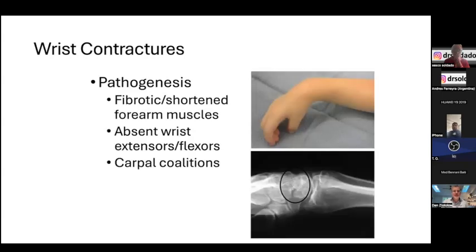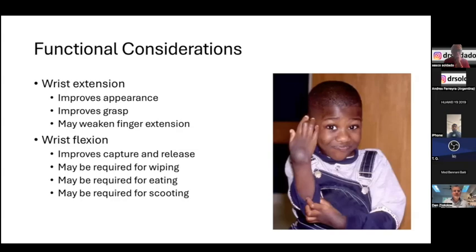Wrist contractures: pathogenesis, fibrotic shortened muscles, absent wrist extensors, and carpal coalitions. So here's the important thing. You really need wrist flexion to capture and release. You need it for wiping. You need it for eating if you can't reach your face because you have inadequate elbow flexion.